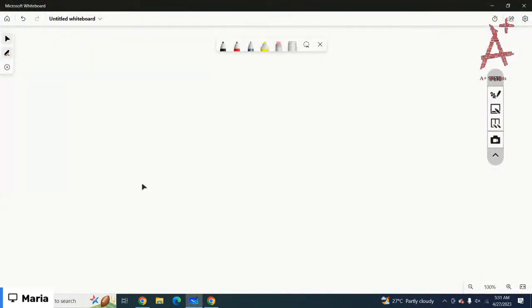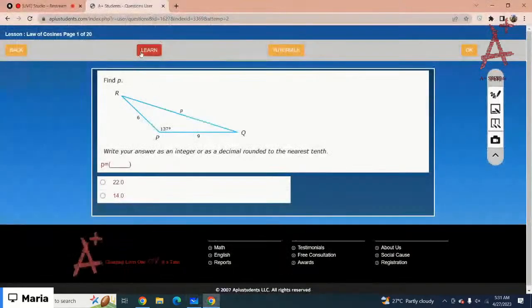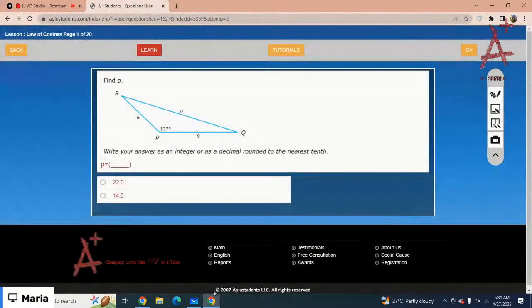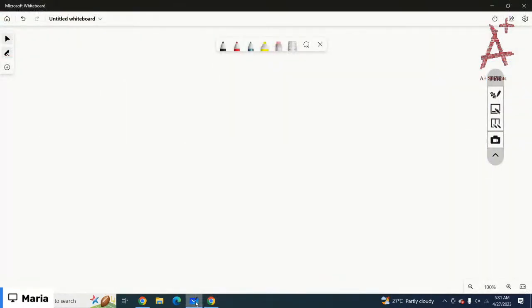I forgot the formula. That would be P square equals Q square plus R square minus 2QR cos P. Okay, I forgot that. That would be P square equals Q square plus R square minus 2QR and cos of angle P. Got it?